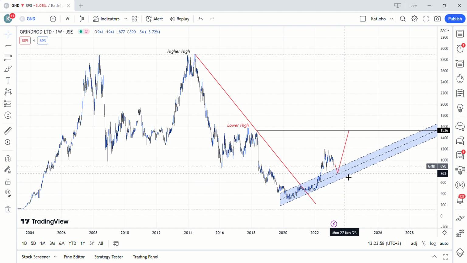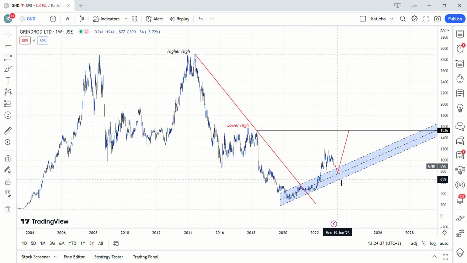So we'll be buying from these levels. We'll be buying from this area, is it 8 rand 55, 8 rand 50, all the way to around 7 rand 50. That's where we'll be buying this stock, for a potential return on investment of more than 70% from this level if you first buy here.